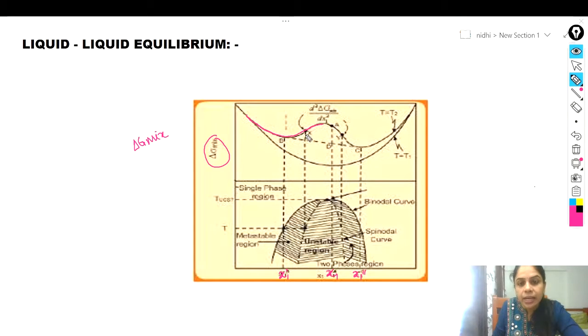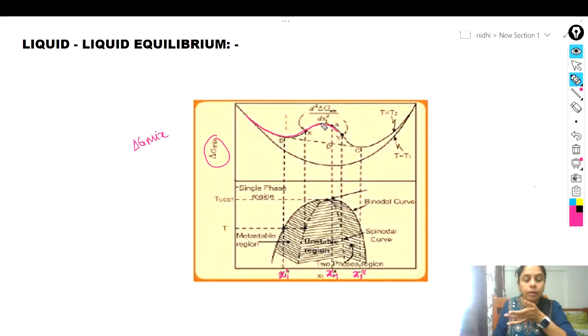That means the energy is not lowering. Here you can see that the energy is not decreasing. And for the stability criteria, the Gibbs free energy should be minimum, it should decrease. So it is not lowering for a certain range of composition. For this range of composition, it is not lowering. So it has some kind of maximum, and there is a possibility of instability.